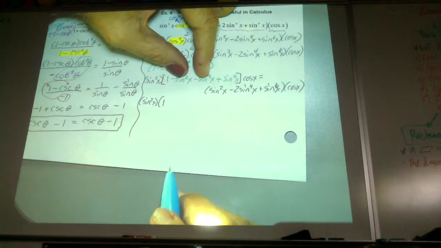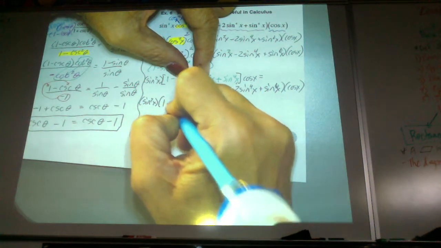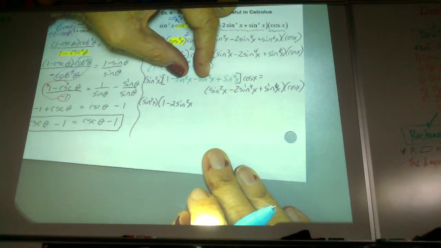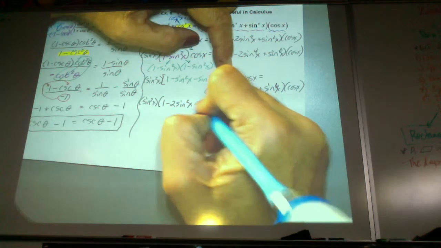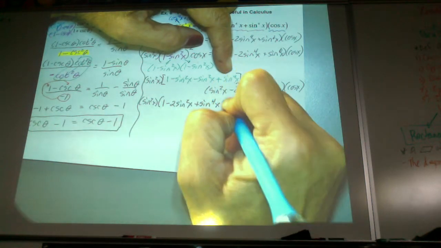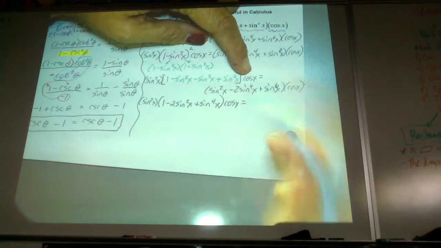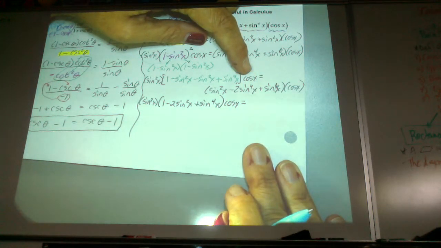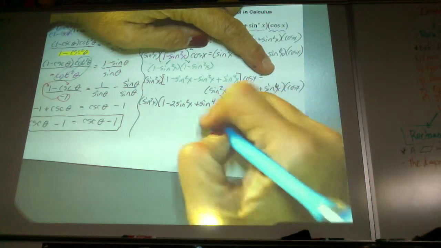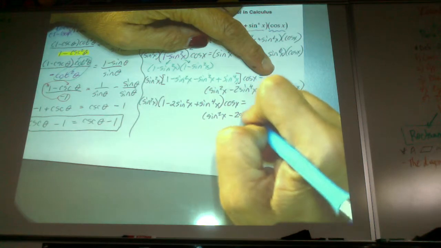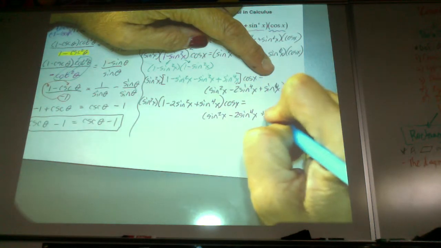So how many do I have? -2 sine squared x's. -2 of them. The variable doesn't change, only the coefficients in front. And then plus sine to the 4th of x, cosine of x equals. And then we have the whole right side. So again, I'm going to run out of room. I'm going to drop it down a little bit. Look closer though.